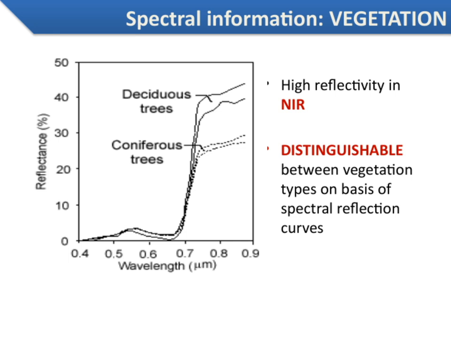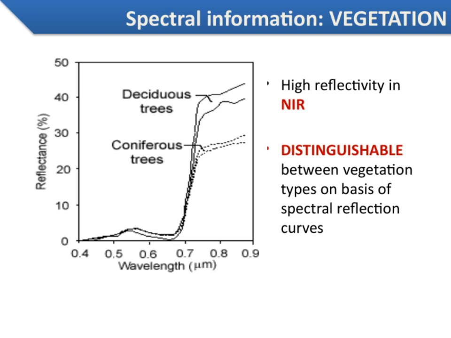Now, let's talk about spectral information related to vegetation. One of the key points here is that vegetation exhibits high reflectivity in the near-infrared, or NIR, part of the spectrum. This is a really important characteristic because healthy plants tend to reflect a lot of NIR light, which helps us distinguish them from other land cover types.